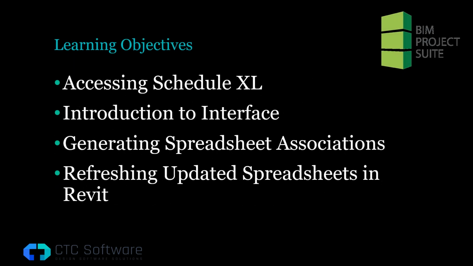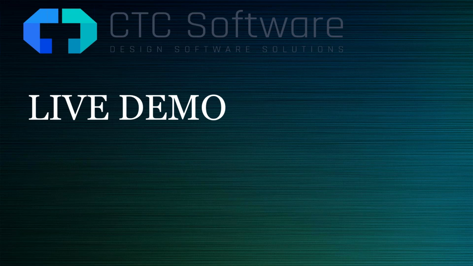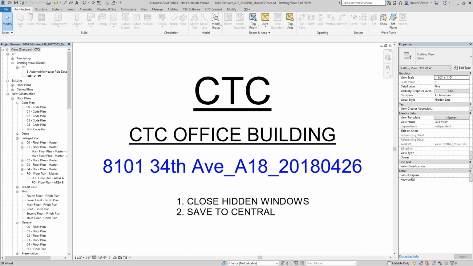We're going to cover a couple of major topics here. Accessing Schedule Excel, where you can find it, going through the interface and how it works a bit, and some of the settings. We're going to generate some links to an outside spreadsheet and bring that in, and also take a look at how you can refresh those graphics in the Revit UI based on whatever happens in the Excel environment. So without too much death by PowerPoint, we're going to jump in directly and take a look at how this can work in the Revit environment.